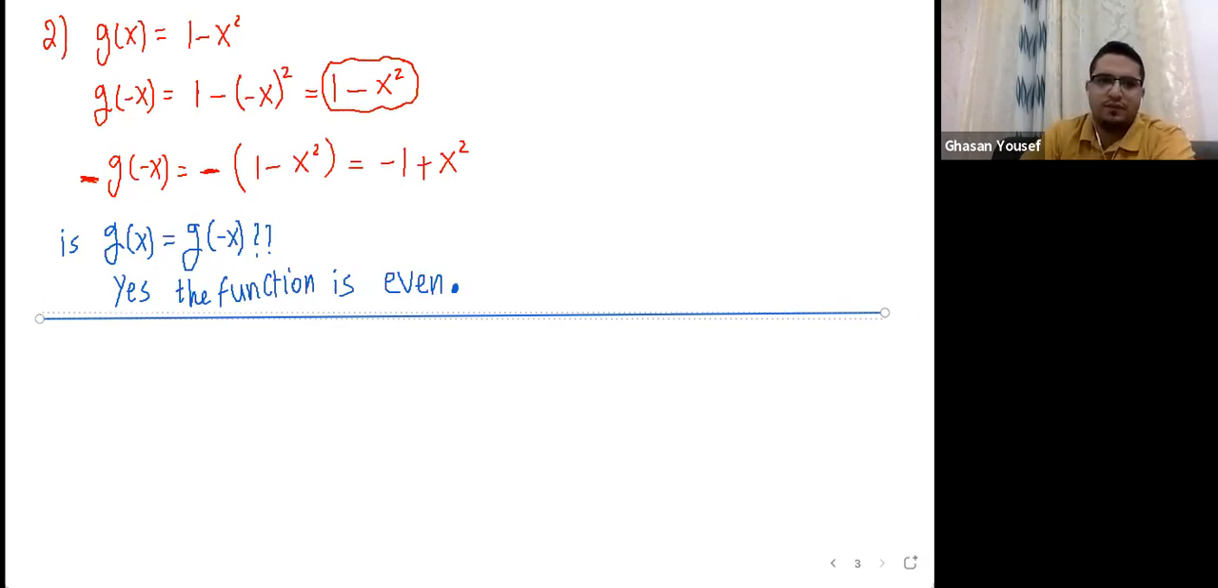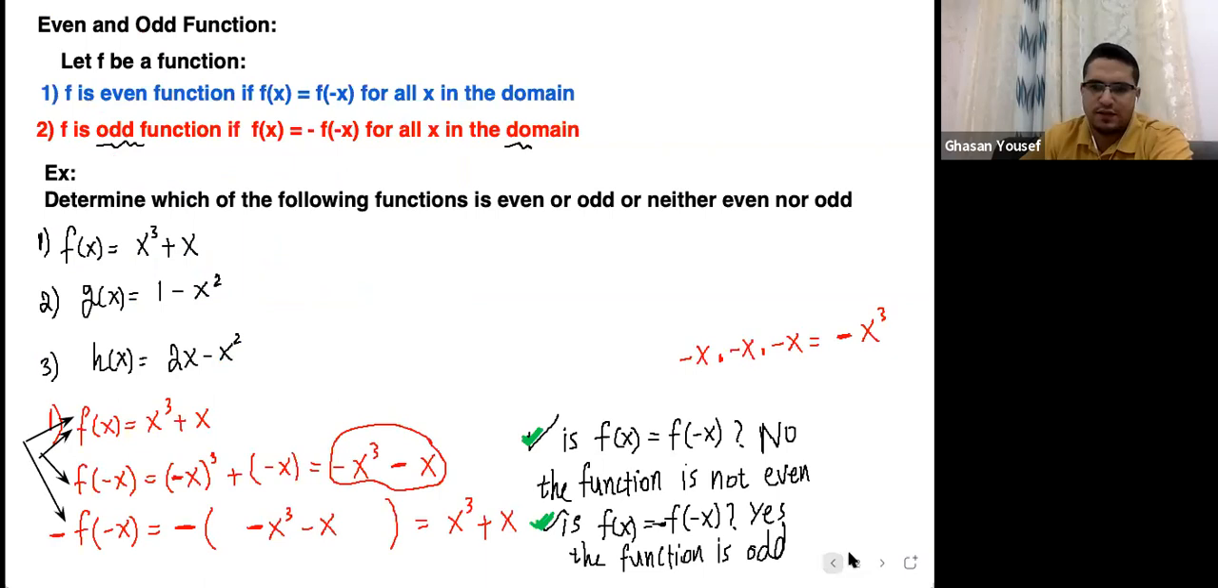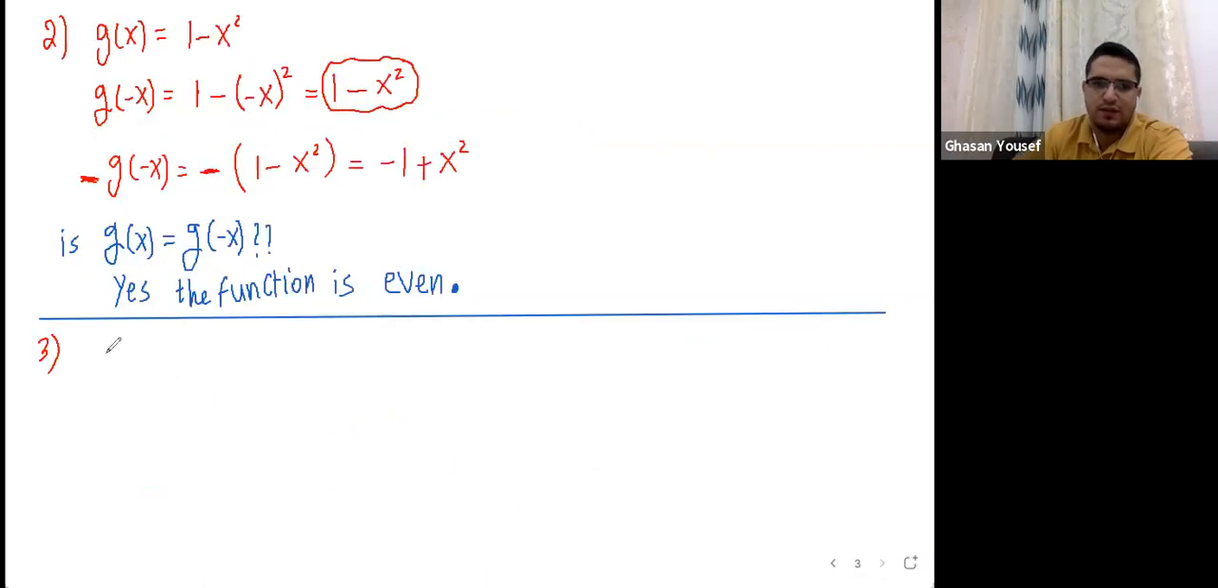Okay, now the third one. The third one is h of x equals 2x minus x squared. You have to check h of minus x and minus h of minus x. Just plug the minus inside this function.